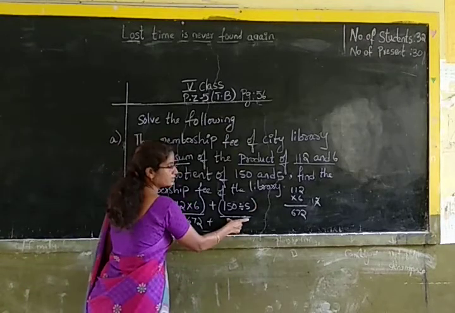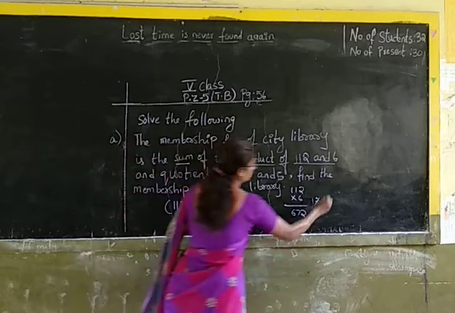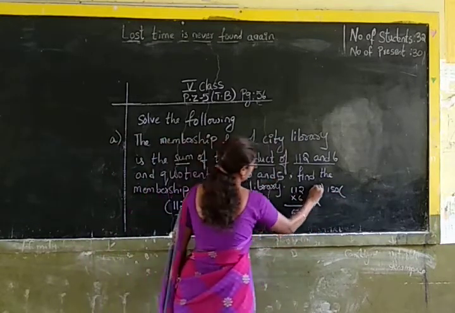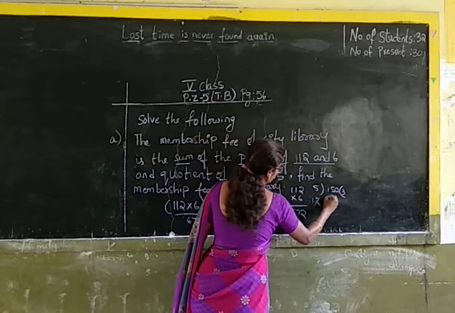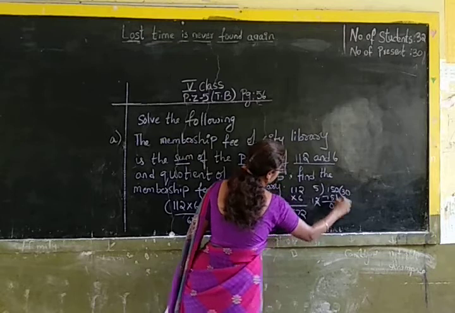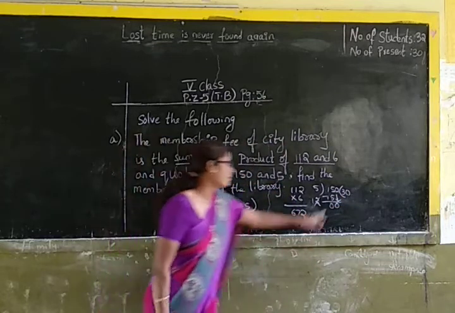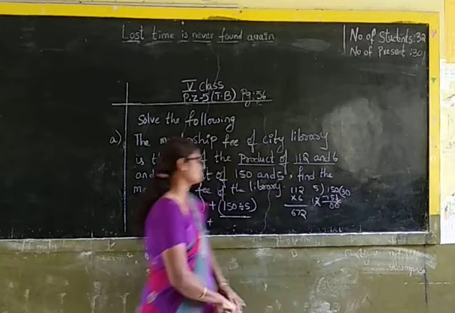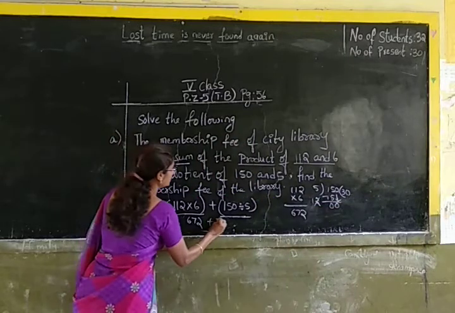Next we have to solve the term inside this bracket. 150 divided by 5. 5 3s are 15. Since we have written down 0 and there is 0 beside it, we have to place a 0 in the quotient. So the answer is 30.